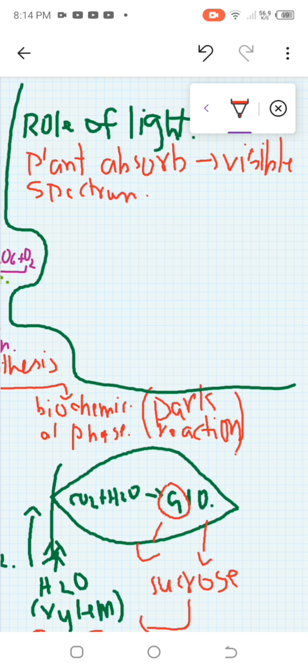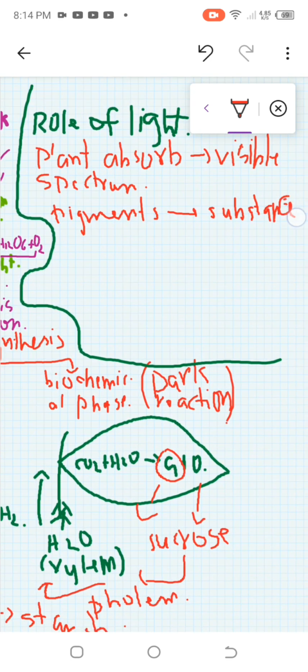Now pigments. Pigments are the substances which absorb a particular wavelength of light. We have multiple pigments, and every pigment has its own wavelength. So pigments are basically substances which absorb particular wavelengths.